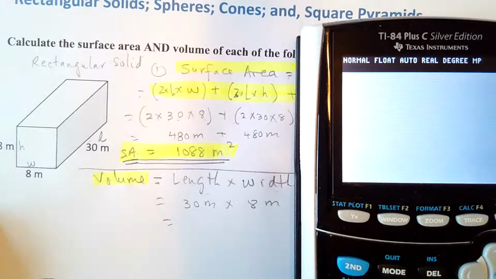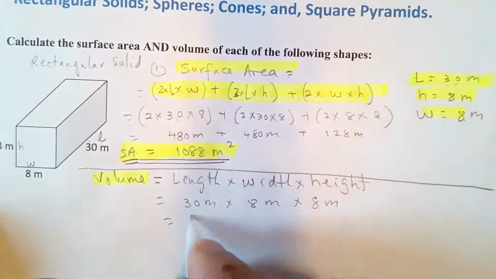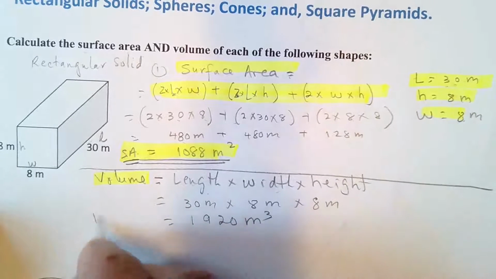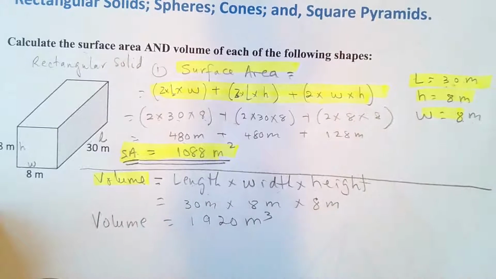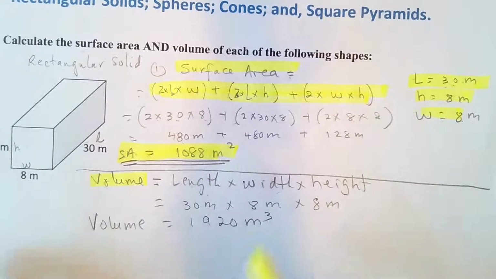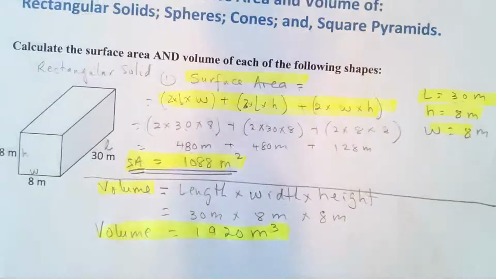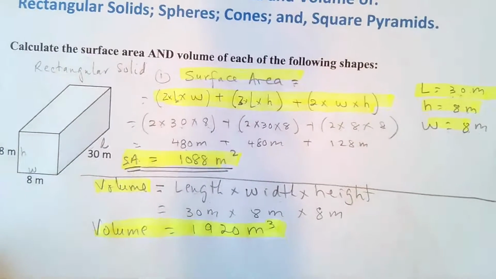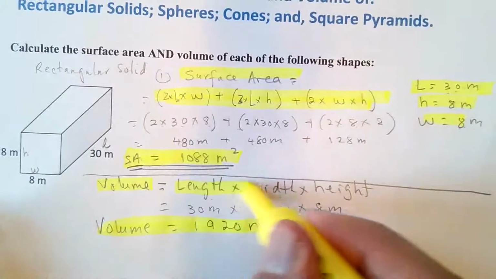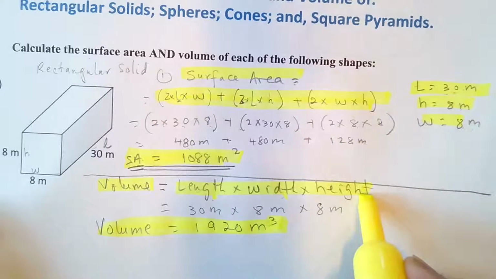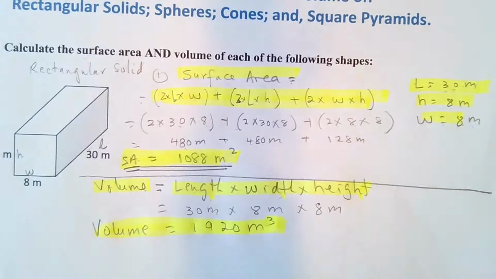So 30 times 8 times 8 gives me 1,920. 1,920 cubic meters. Now this is cubic because we're dealing with volume. Volume is 3 dimensions, and you can tell from these here, you're multiplying these 3. Length is 1 dimension, width is 1 dimension, height is a 3rd dimension.